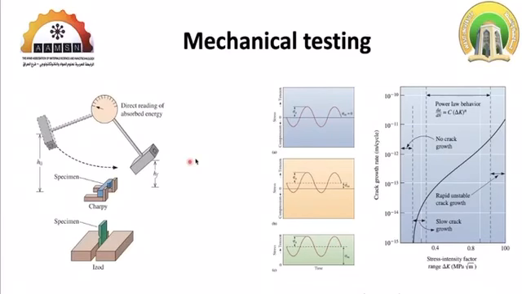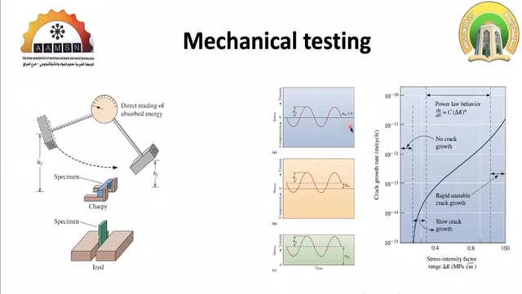So fracture toughness, or the KIC, or the damping property, or the toughness of the material can be tested by different mechanical testing, different configurations, and based on the configuration we do have the Charpy test and the Izod test.